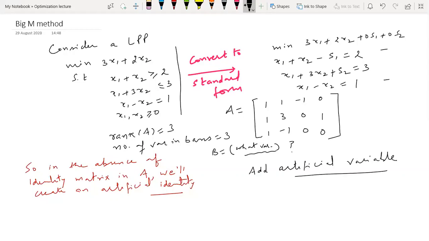So what are the artificial variables? My system will become x1 plus x2 minus s1, because the identity column is missing from the first constraint, so I am adding an artificial variable xa is equal to 2. Similarly, x1 plus 3x2 plus s2 is equal to 3. There is no need to add an artificial variable in the second constraint because I already have a column of the form 0 1 0. In the third constraint, again I am missing my identity column, so I have x1 minus x2 plus another artificial variable xb is equal to 1.